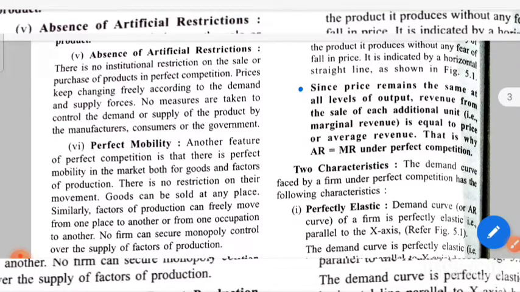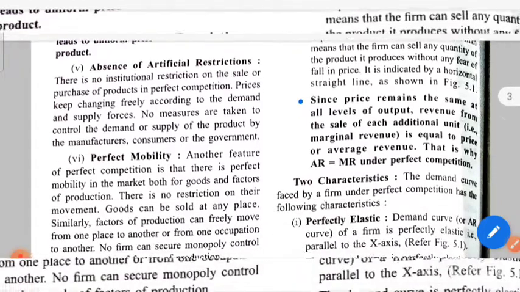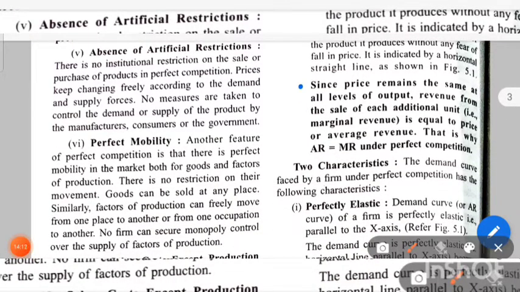Then comes another feature, absence of artificial restrictions. Absence of artificial restrictions means there should be no restrictions from the point of view of the government, or from the manufacturer, or control of demand or supply. To be a perfect competition, there should be no restriction from the government or from market demand and supply. They should be free from restrictions, so that anyone can enter the market, and whatever quantity they want to sell they can sell in the market.